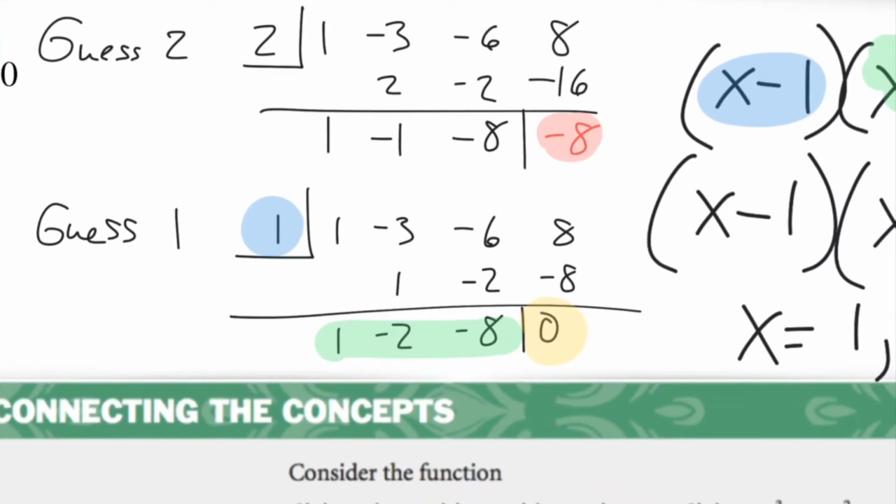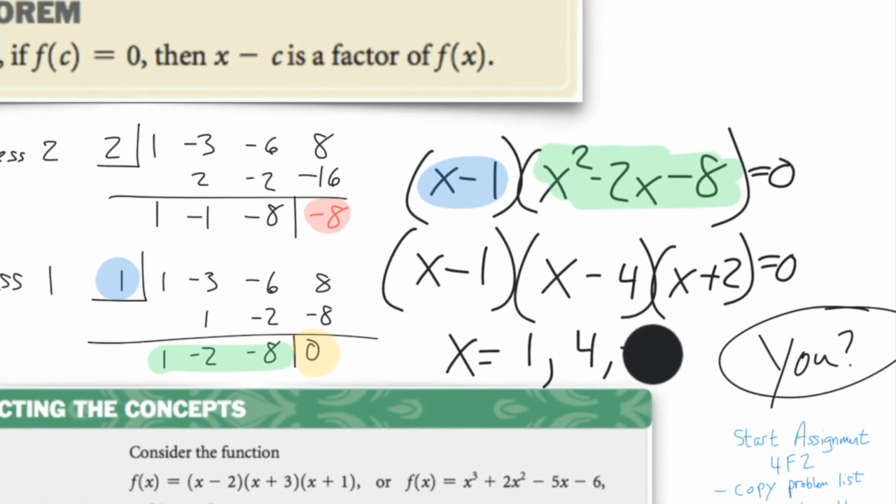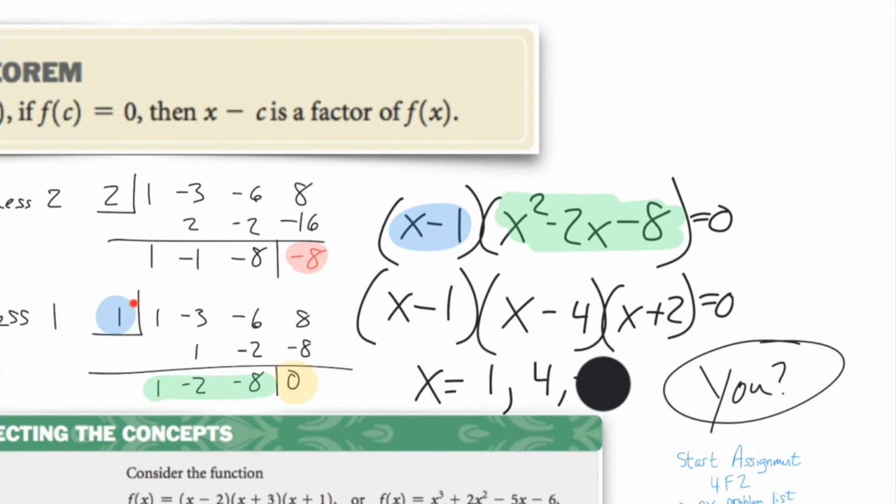Let's guess 1. If we have 1 here, then we write out all the coefficients, bring down the 1, multiply by the 1, add, multiply by the 1, add, multiply by the 1, add, we get a remainder of 0. Yay! So therefore, we can say that this 1 is a 0 of the function, and therefore x minus 1 is a factor. We're using the factor theorem. If it's a 0, then x minus that 0 is a factor. And there it is, x minus 1.